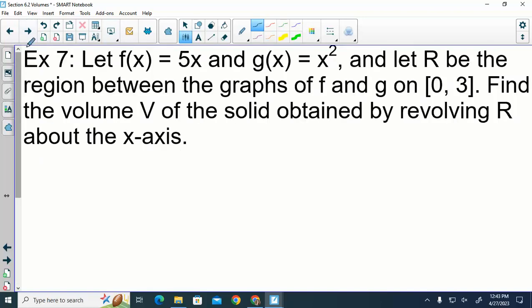All right, let's do another one. This one may test my art skills. Okay, let f of x equal 5x and g of x equal x squared. And R is the region between the graphs of f and g on the interval 0 to 3. So I even gave you a starting and a stopping point. Find the volume obtained by rotating R about the x-axis. So if I'm rotating around the x-axis, what variable are we keeping? X. We're rotating around a horizontal line, so we'll do it in terms of x.